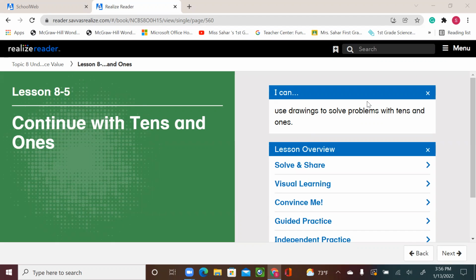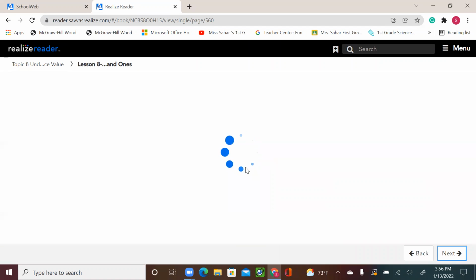We're still in topic 8. Today's lesson 5, and we're still going to continue with tens and ones. So please open your book, page 341. Let's see what we have.